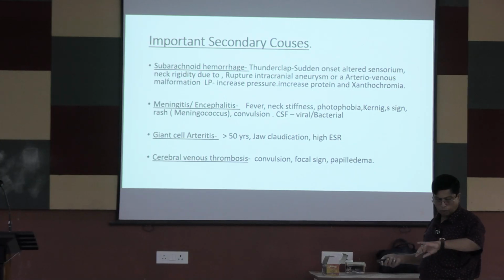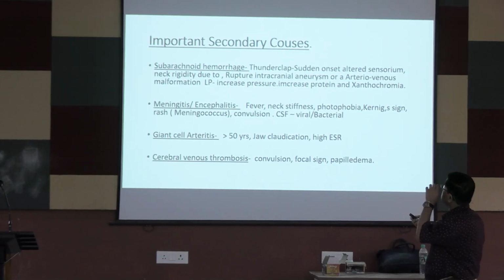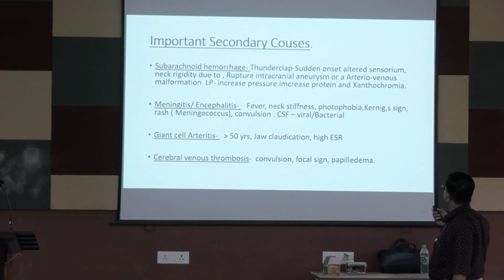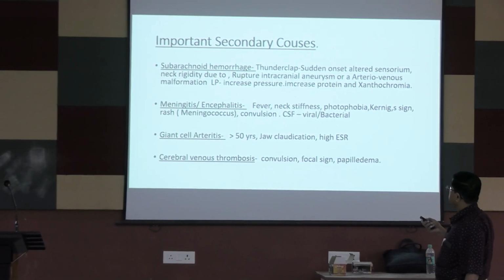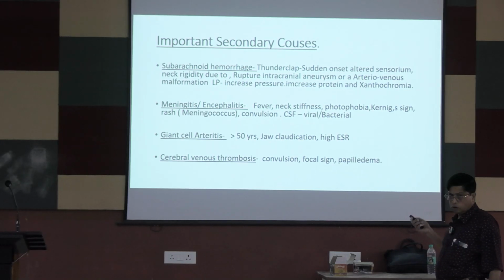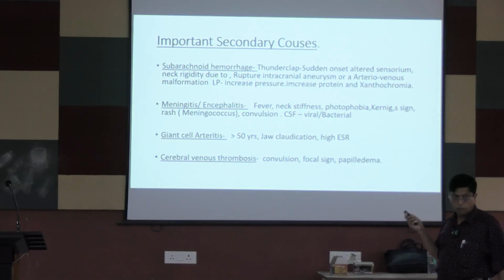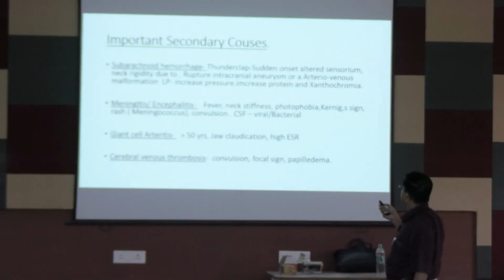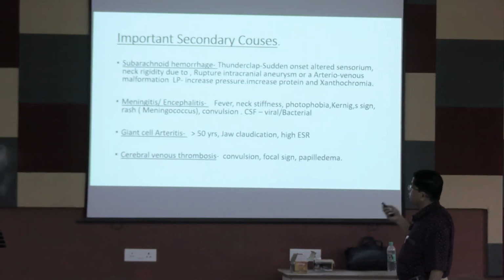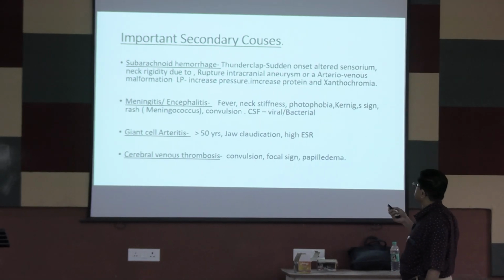Important secondary cause I have already discussed with you. The subarachnoid hemorrhage: thunderclap, sudden onset, altered sensorium, headache. Neck rigidity, the subarachnoid hemorrhage also causes neck rigidity. The important signs you have to remember for these secondary headaches: subarachnoid hemorrhage, neck rigidity, rupture of the intracranial aneurysm, and arteriovenous malformation. That I have already discussed previously.